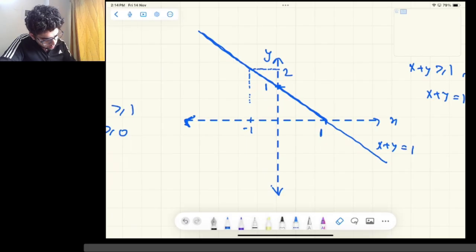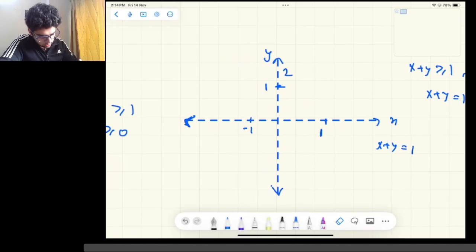Now let me remove this. The diagram is not that clear, but you get the point. Or let me just draw the line again. I don't think this line is sufficing.